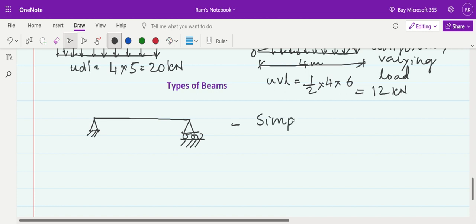This we have seen a number of times. Simply supported beams. You must have analyzed and found out the reactions of this in your mechanics course or solid mechanics course. So this is the first type of beam, where one of the ends is a hinge support and the other end is supported by a roller. It is known as a simply supported beam.